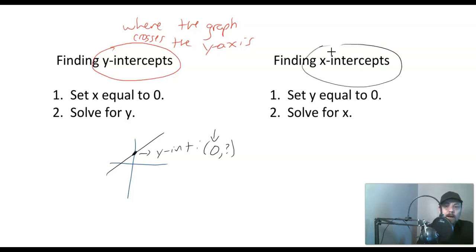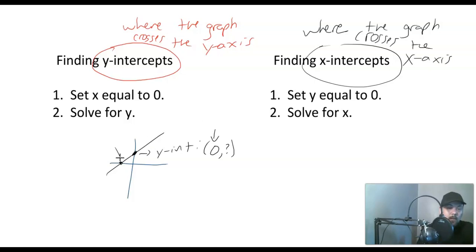This is where the graph crosses the x-axis. So if you think about this graph here, where is it crossing the x-axis? It crosses right here. What do we know about that point? Well, we know the x-coordinate's negative because it's over here to the left. But what do we know even more specifically than that? We know that the y-coordinate has to be 0 for the point to be on the x-axis. So we know the y-coordinate is 0 for x-intercepts. So this is the x-intercept here. The y-coordinate has to be 0 for that particular point.